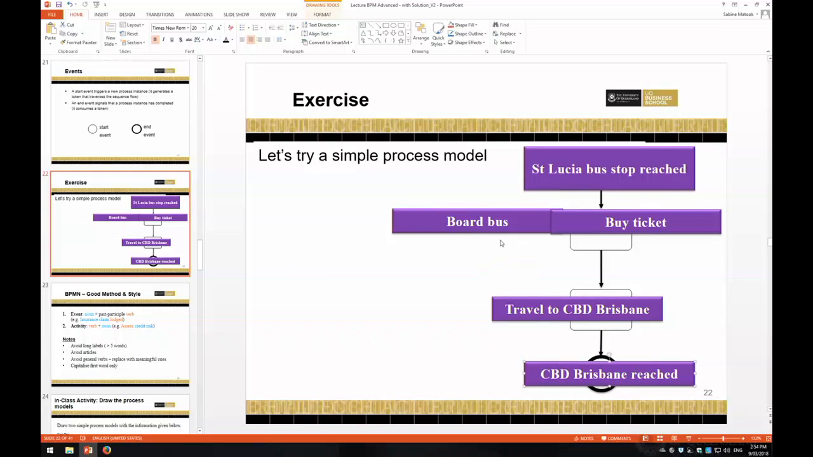Okay, which one is the right one? What's the second, or what's the first activity? Board bus or buy ticket? Okay, who's for buy ticket? Who's for board bus? Okay, let me ask you all that says board bus first. What's your assumption? That you buy the ticket on the bus.